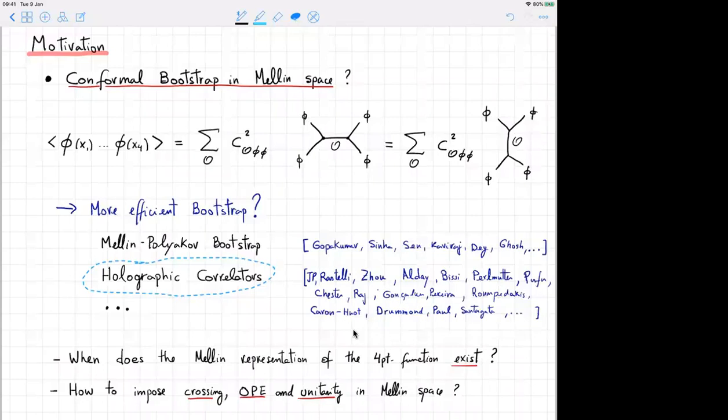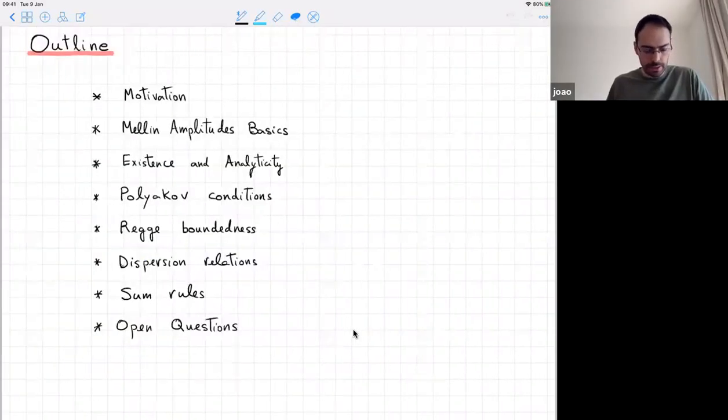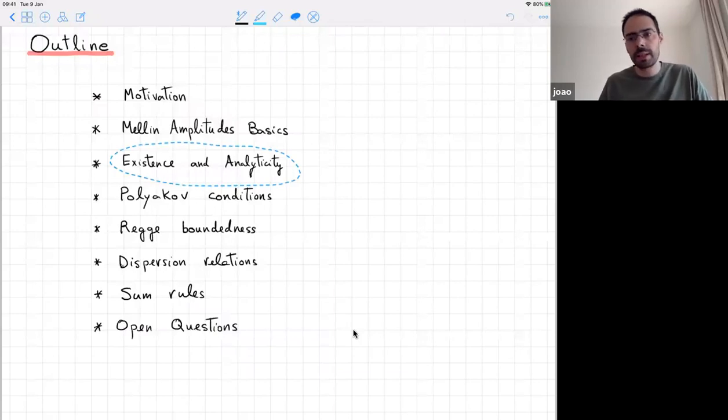Okay, so that's the general motivation, and this is the outline. Not sure I'll be able to cover everything, but the first part will be a bit more rigorous. We will really try to set up an existence proof for Mellin amplitudes, and then we will be a bit more pragmatic and less rigorous to try to get some practical equations.